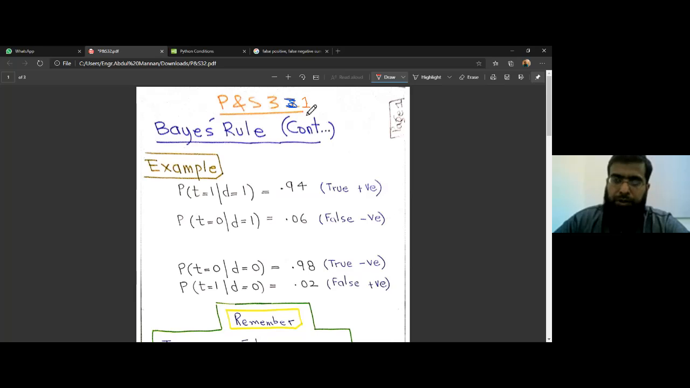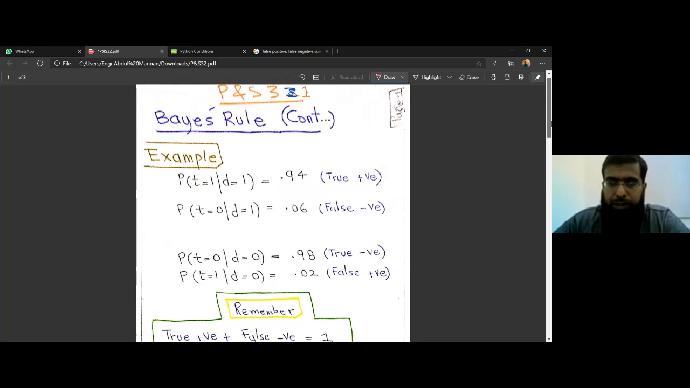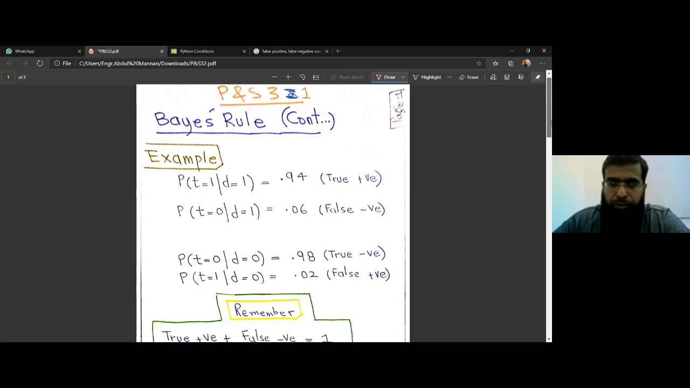Welcome to lecture number 31. We are studying probability and statistics, and in this lecture we'll continue studying Bayes rule. We started studying Bayes rules in our last lecture and we solved a couple of examples there. Today we'll solve an example related to medical diagnosis tests.